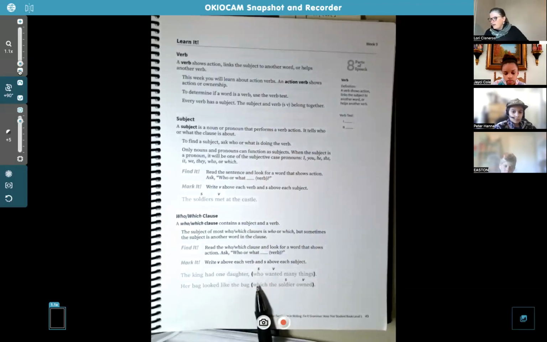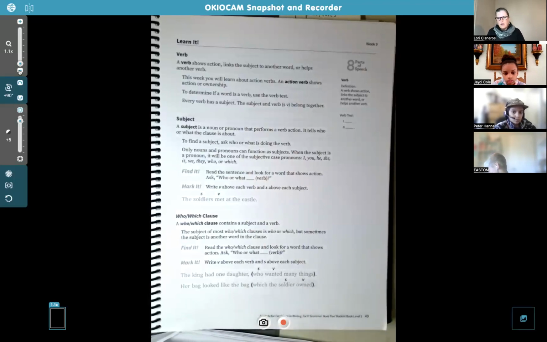Okay. Here, the subject changes a little bit. It says, her bag looked like the bag which the soldier owned. This uses which because it's talking about the bag, right? So now inside the clause, owned is the verb. And if you ask yourself who owned, it's the soldier that owned it, right? The bag looked like the bag which the soldier owned.